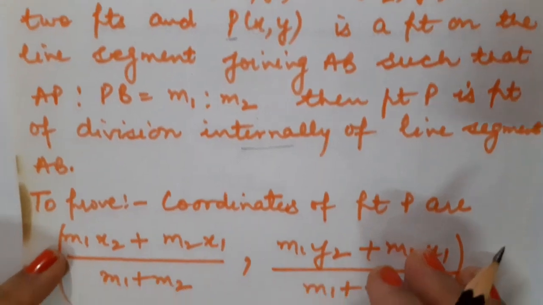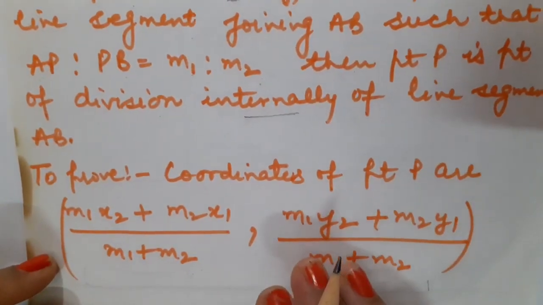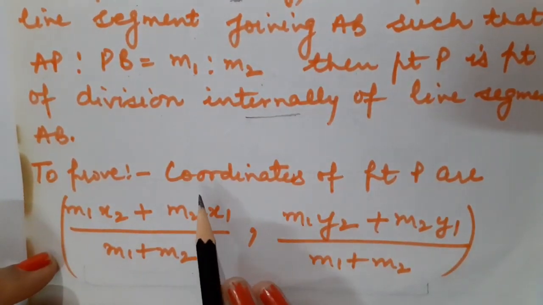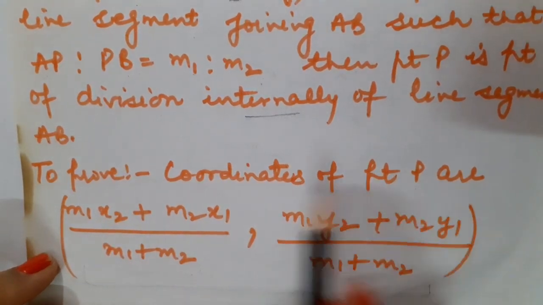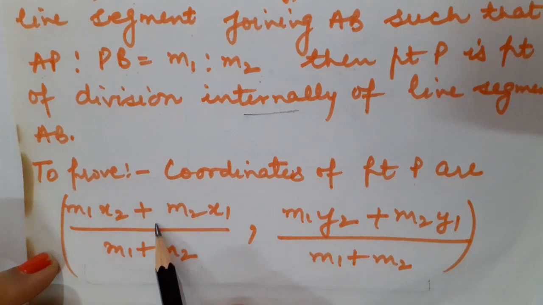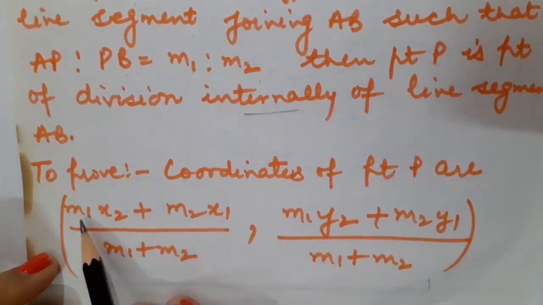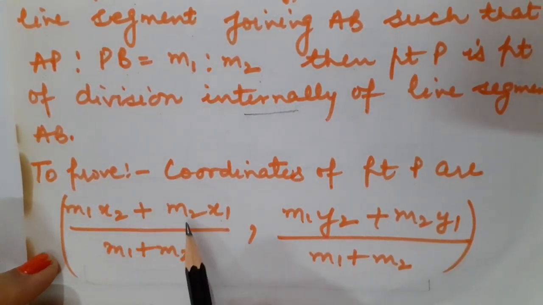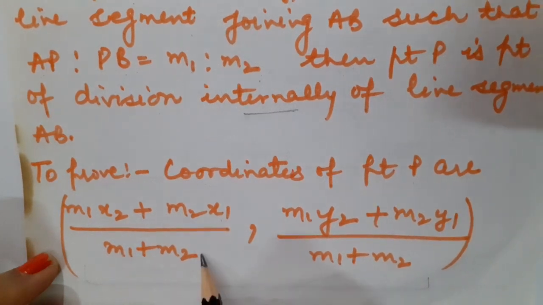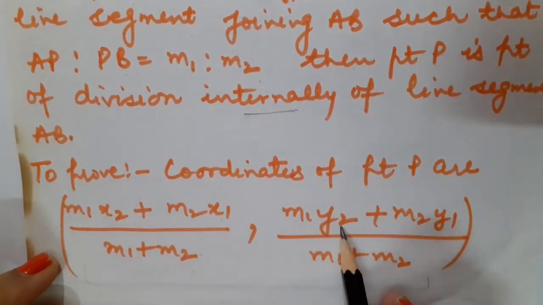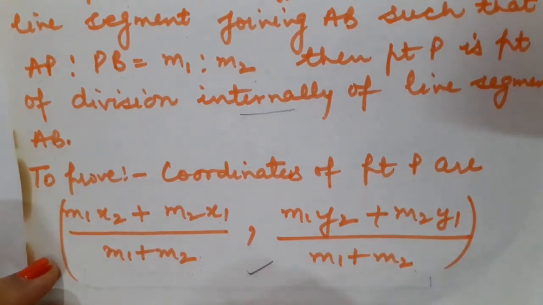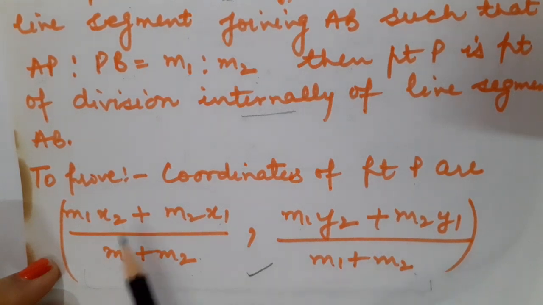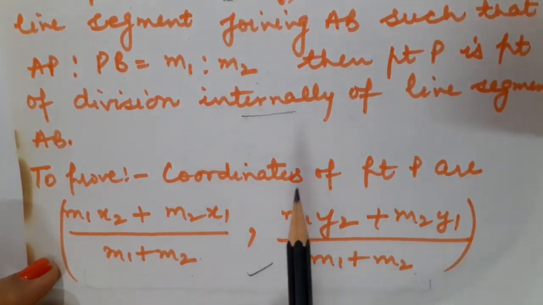Now we have to prove, basically, what do we prove through section formula? We prove that the coordinates of point P are ((m1 into x2 plus m2 into x1) upon (m1 plus m2), (m1 into y2 plus m2 into y1) upon (m1 plus m2)). This formula we have to find out, or we should say that I have to derive the section formula.